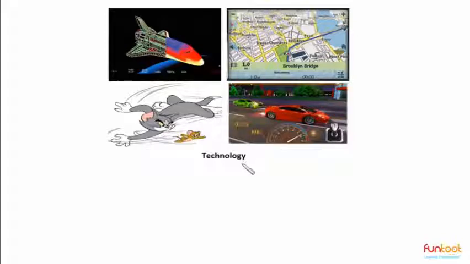Now let's see how coordinate geometry helps in technology. Coordinate geometry is used in designing aeroplanes and other complex structures which involve complex designs. Coordinate geometry is also used in animations and video games. It is also used in navigation using maps and GPS.